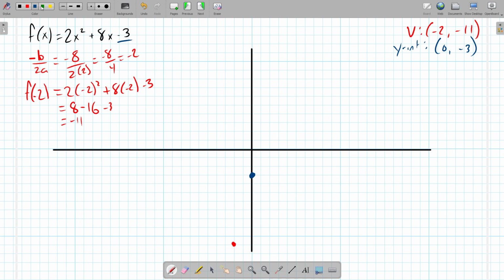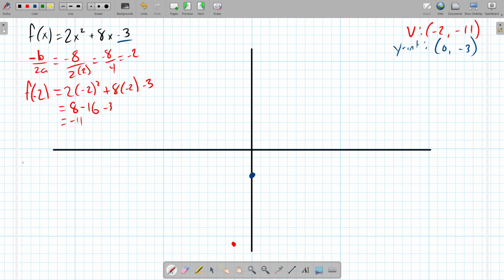And now we need to find the x-intercepts, and we can do this by solving. We could try to factor this, but we're going to quickly see that it's not factorable. We can complete the square, or we can just jump straight into using the quadratic formula, which is what I'm going to do.